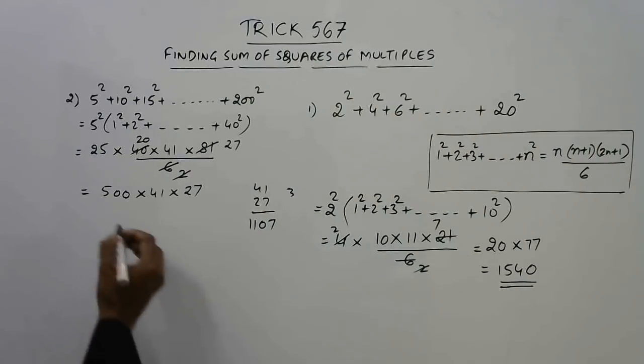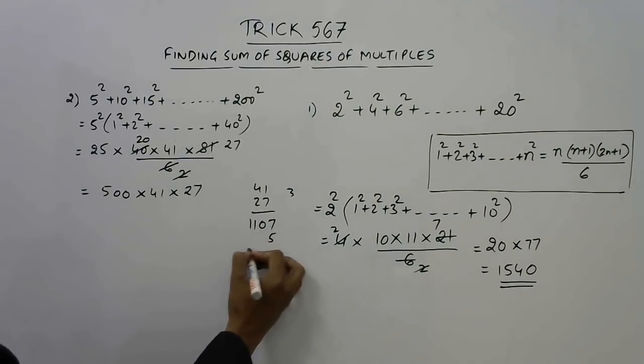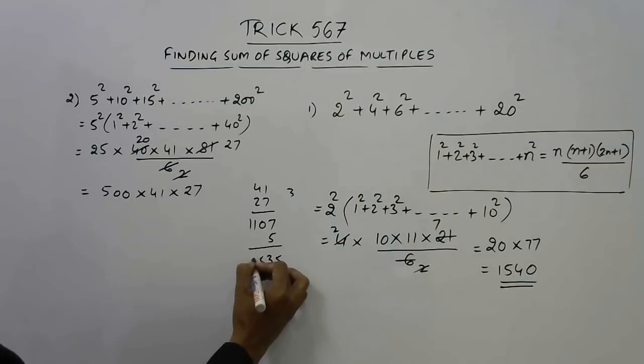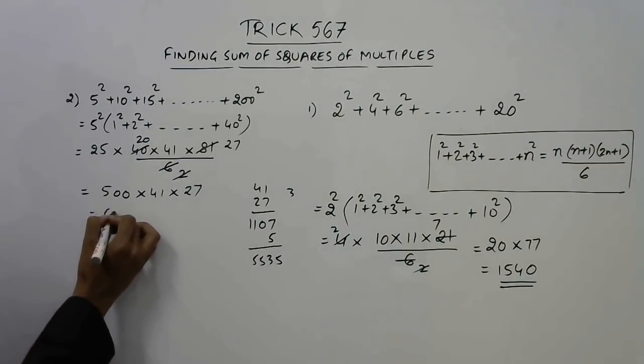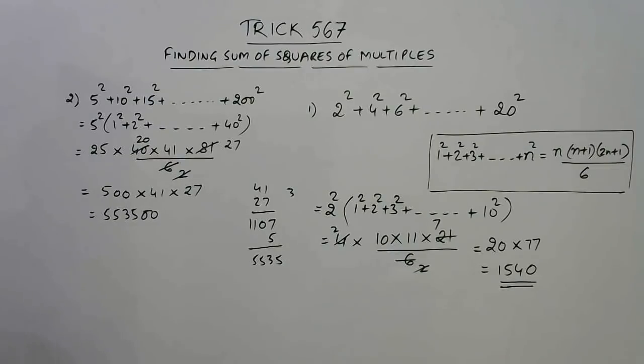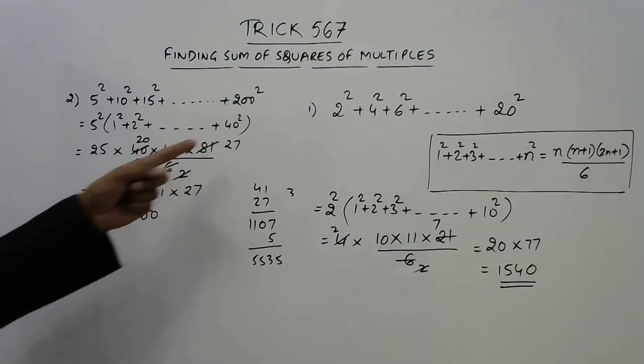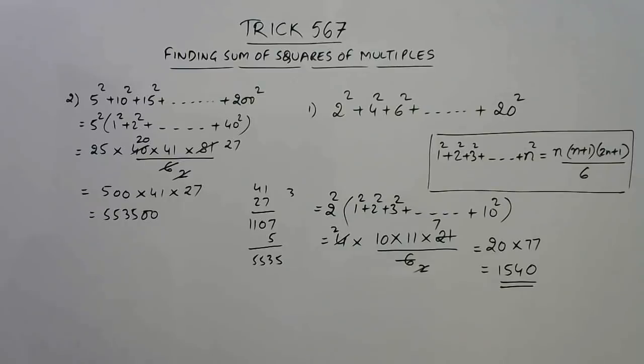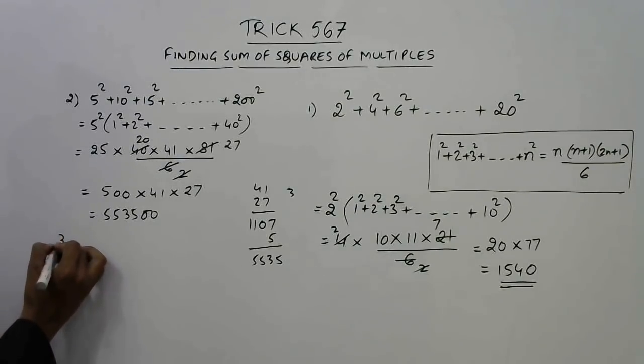And now we need to multiply this by 5: 5 5 is 5, 5 3 is 15 plus... so 5535 followed by 2 zeros. That is the sum of first 40 squared multiples of 5. Let's have one more question for understanding.